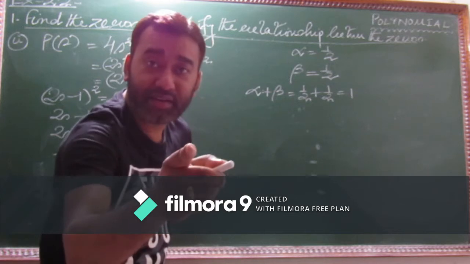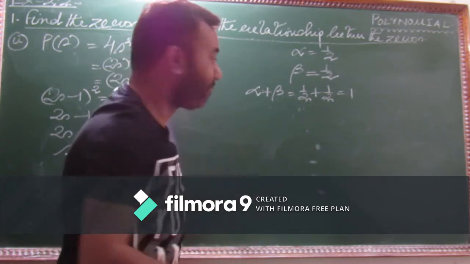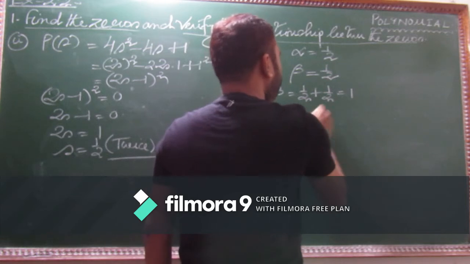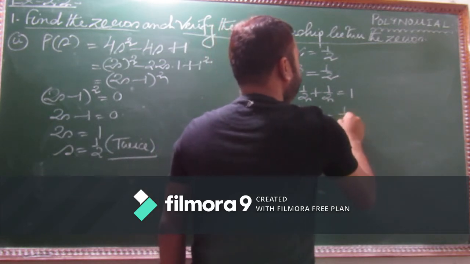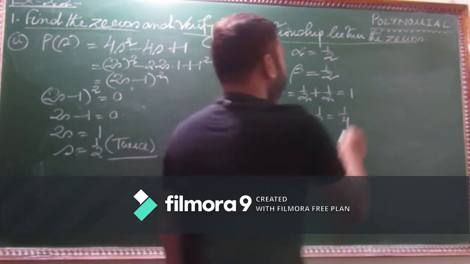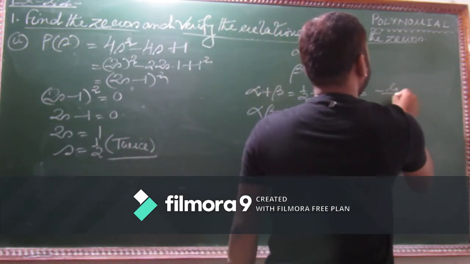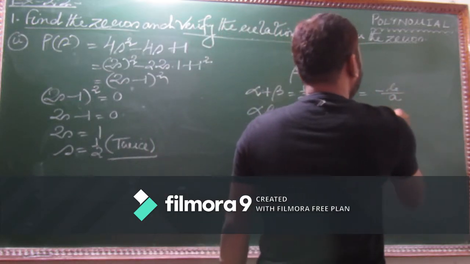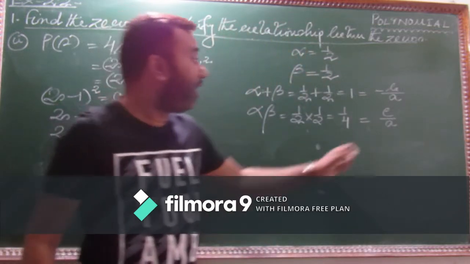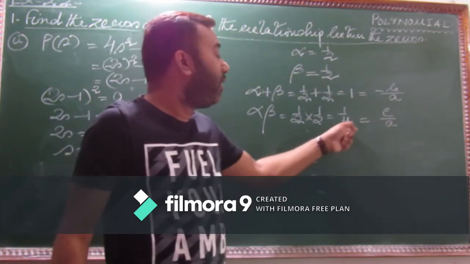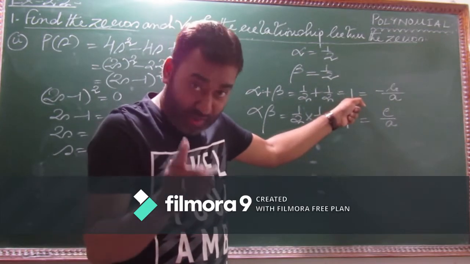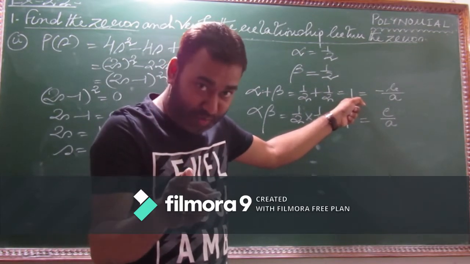Now I have to find alpha into beta. Alpha into beta is equal to half into half, which is 1 by 4. You know that alpha plus beta is equal to minus b by a, and alpha into beta is equal to c by a. Now there is a new thing. Here the value of a is 4 and here the value of a is 1. Both the a should be equal.